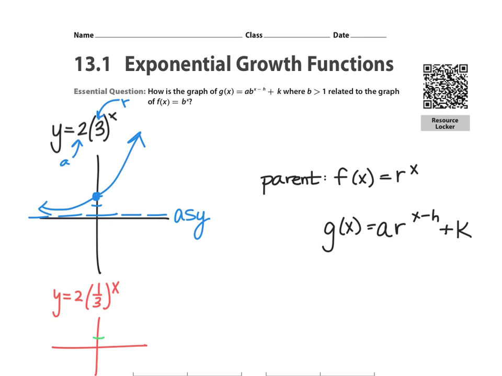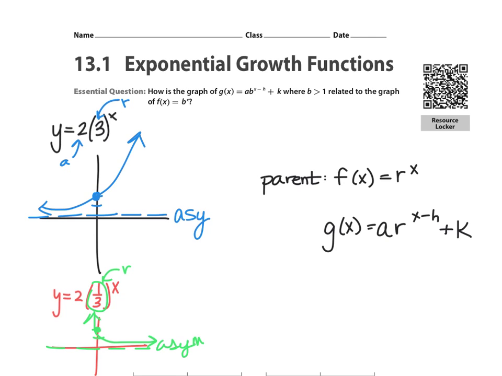So you would still start at 2, but this time it's going to decay because my R is a fraction, so it's going to be getting smaller. So this time my graph is going to look like that. Still going to have that asymptote down here on the x-axis.